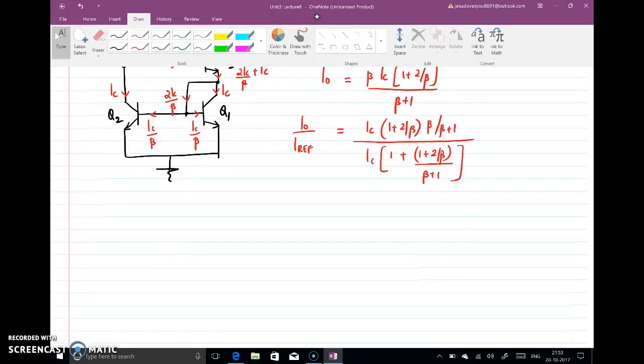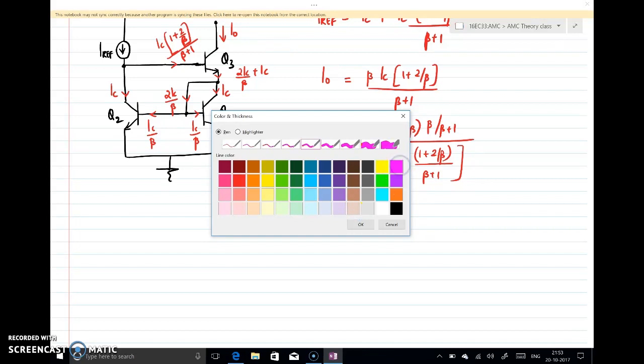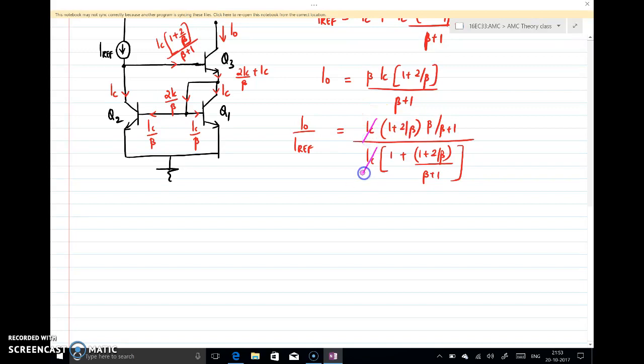So we can simplify this. IC and IC I can cancel here. Now beta plus 1, I'll cancel and write down. In the numerator, what I have is 1 plus 2 by beta, which is the same as beta plus 2 by beta, into beta by beta plus 1. In the denominator, what I have is beta plus 1 plus beta plus 2 by beta into beta plus 1. So if you simplify, you will get that. And now beta and beta cancel, beta plus 1 and beta plus 1 cancel.